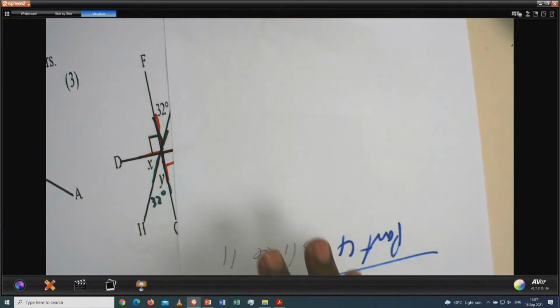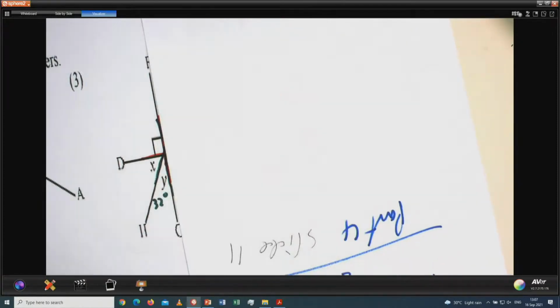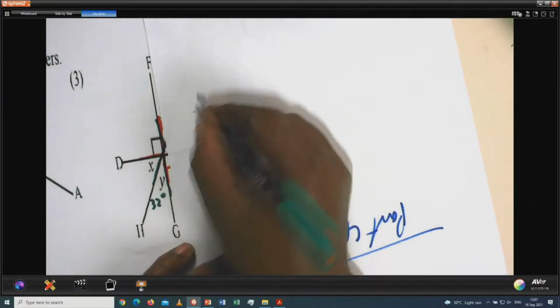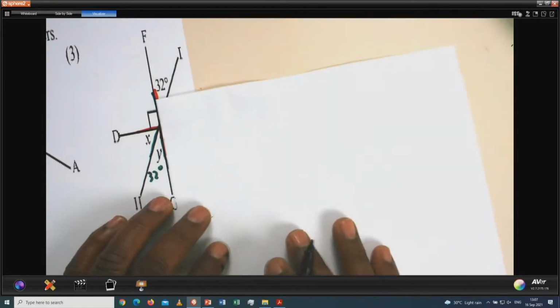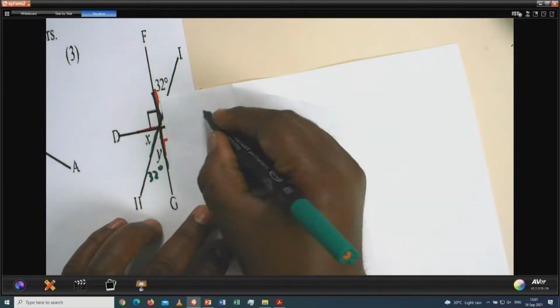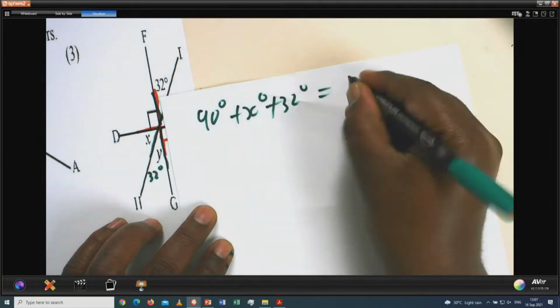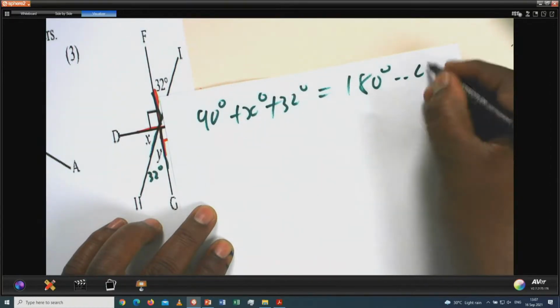Let's look at where X is. X is on a straight line, which is okay. Let's see the relationship. Guys, it's not about the answer. It's about the steps and doing things step by step and writing what you see. What we see here, we see 90 degrees. Here's 90 degrees. We all see that. Plus X. We all see that. Plus 32. We all see that. Will give you 180 degrees. Angles on a straight line.